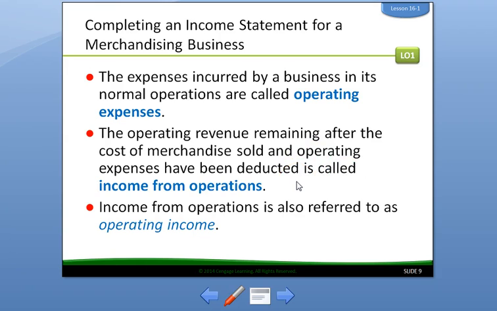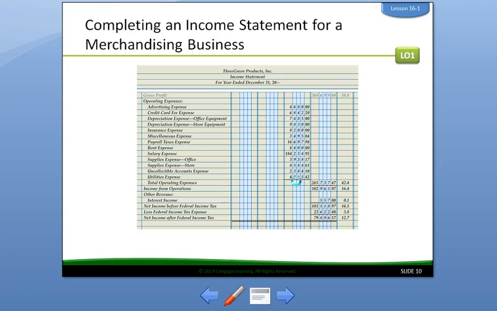Businesses often earn income unrelated to their normal business operations. One example is interest earned on invested or loaned funds. On the income statement, interest income is presented after income from operations in a section labeled Other Revenue. So it's important to account for other revenue, but it needs to be listed out separately so you can account for it separately.